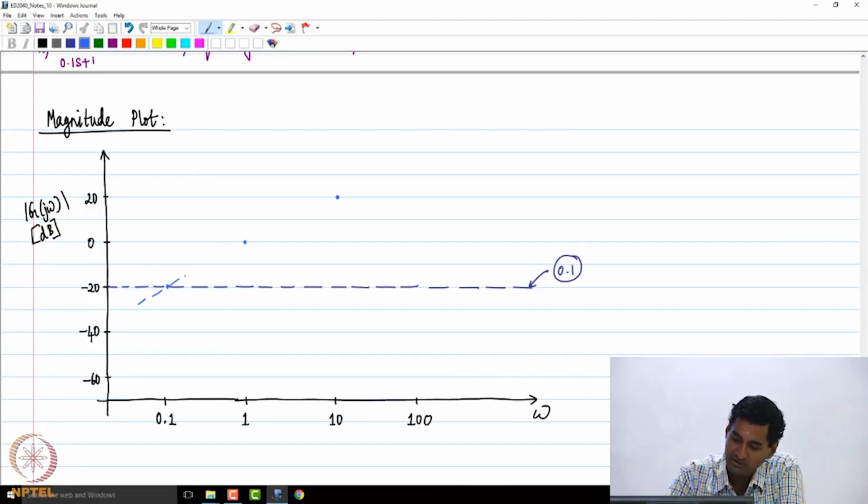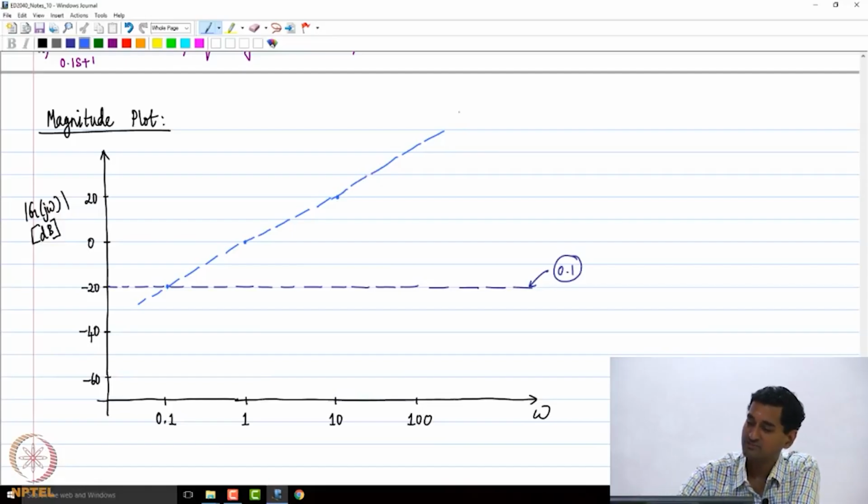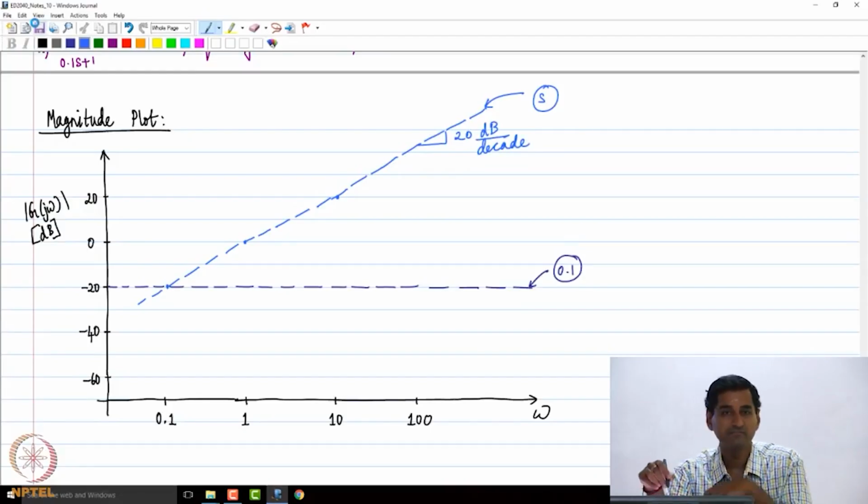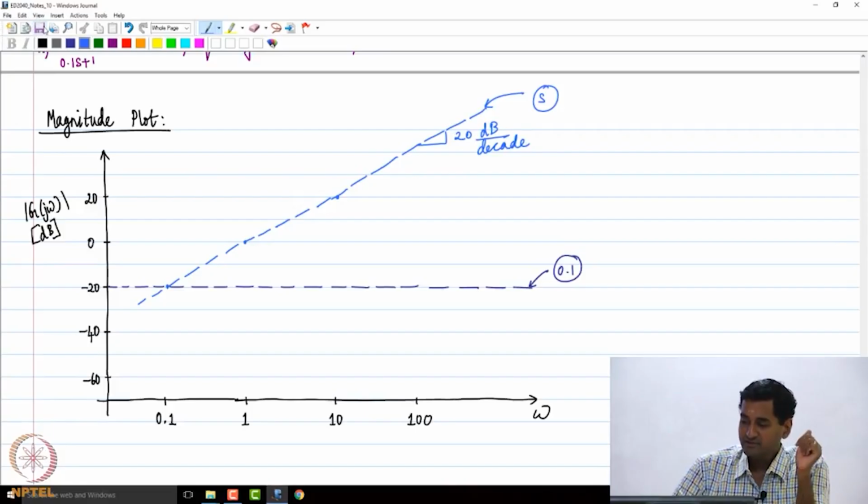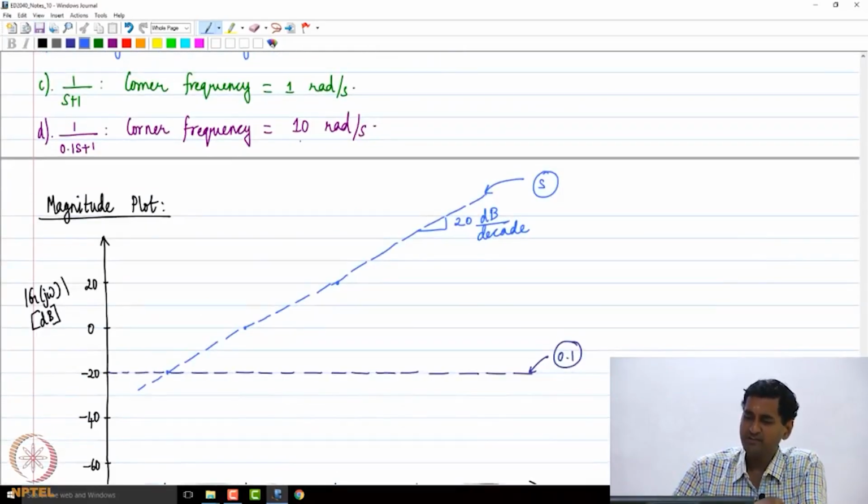So, the magnitude plot of the S factor is going to be a straight line which passes through these points and which has a slope of plus 20 decibels per decade. Okay, so this is the magnitude plot of S. So this has a slope of 20 decibels per decade. So that's the second magnitude plot, right? Now we go to the third factor, 1 by S plus 1.